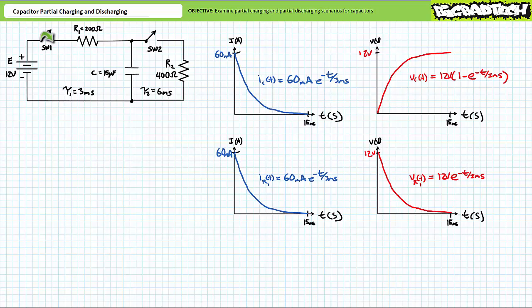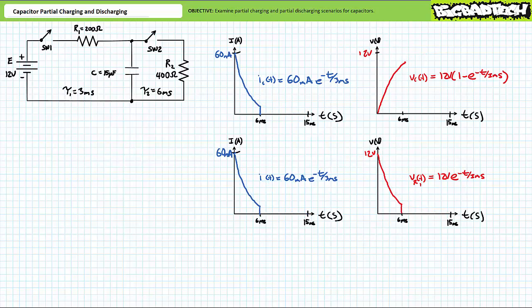Let's examine a partial charge scenario where switch 1 does not stay closed for the complete 15 milliseconds, but rather reopens at some intermediate time. Let's say switch 1 reopens at 6 milliseconds, 2 time constants into the charge process. Here's how you examine a partial charge scenario. Cut the graphs off at the time of interest, in this case t equals 6 milliseconds, and call it good.